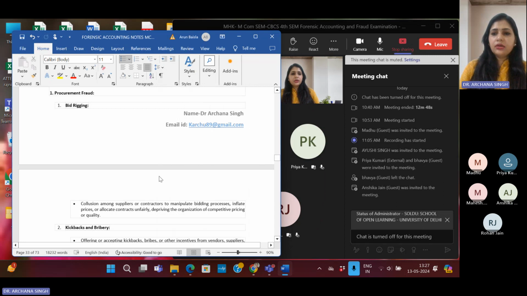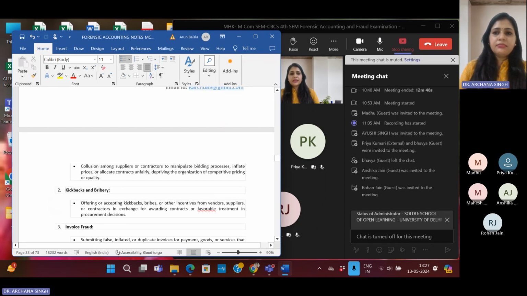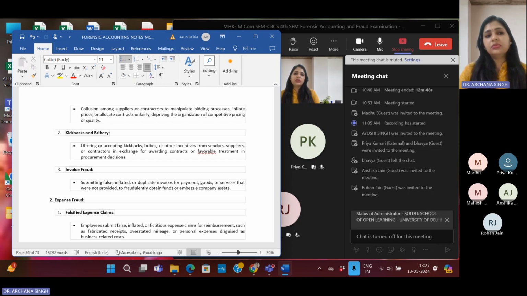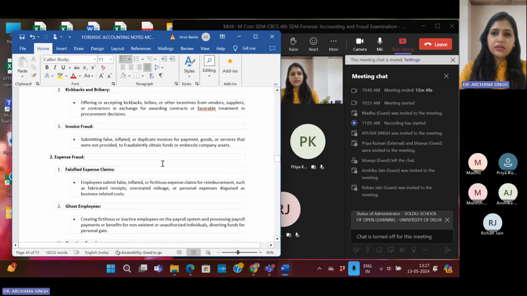Okay, so you are allowing them. Then next is kickbacks and bribery: offering and accepting kickbacks and bribery from the vendors, suppliers or contractors, so that in exchange you are providing them contracts and favorable treatment in the decision making. In that form, then invoice fraud you may do. Vendors submit inflated invoices or false invoices for the payment of their goods and services.